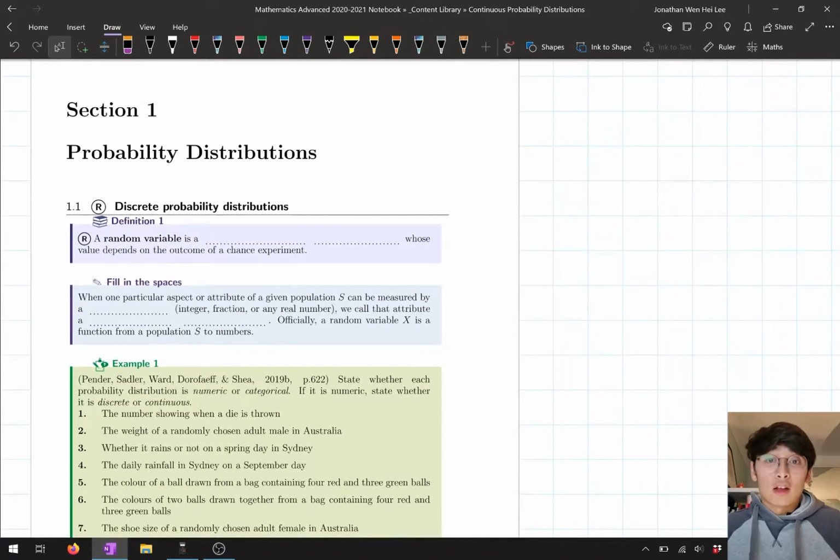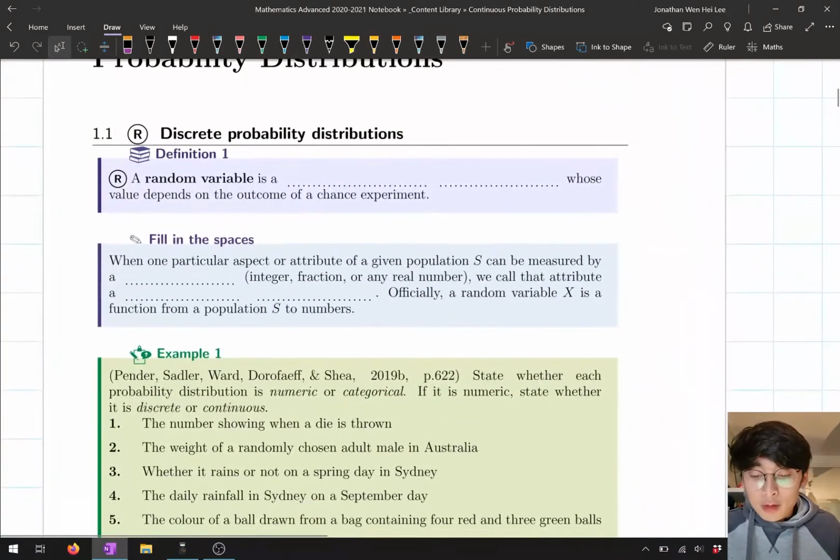Now, to start off, we're going to do a bit of recap over discrete probability distributions, which we looked at in Year 11, and also cumulative frequencies that we looked at in the last topic. So that's what we're going to do in this first video, and also start talking about what a continuous probability distribution function is. So let's have a look here.